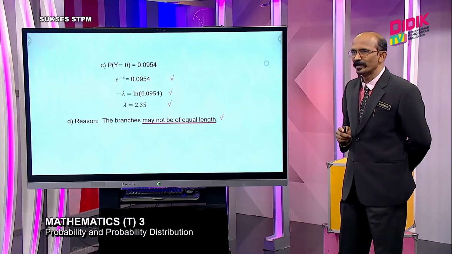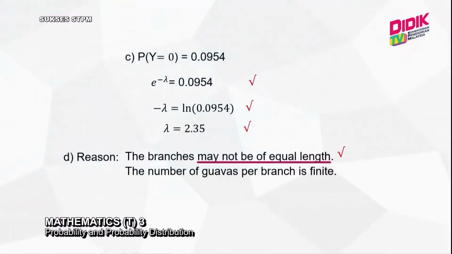The next one: the properties of the Poisson distribution is that it can go until infinity. But in a guava tree, in a branch, the most we can have is a finite number of guavas. We cannot have an infinite number of guavas. So the second reason is finite. If the students are able to answer this question correctly, they get a total of 15 marks, correct?